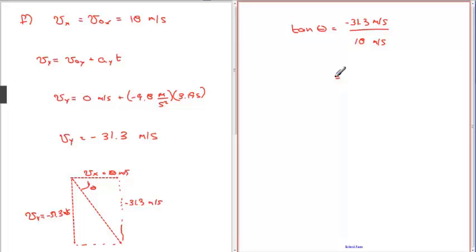60 degrees. So theta is equal to the inverse tangent of 1.74, actually negative 1.74. So theta is actually negative 60 degrees. It's negative because it's pointing downward into the fourth quadrant. So that is the answer.